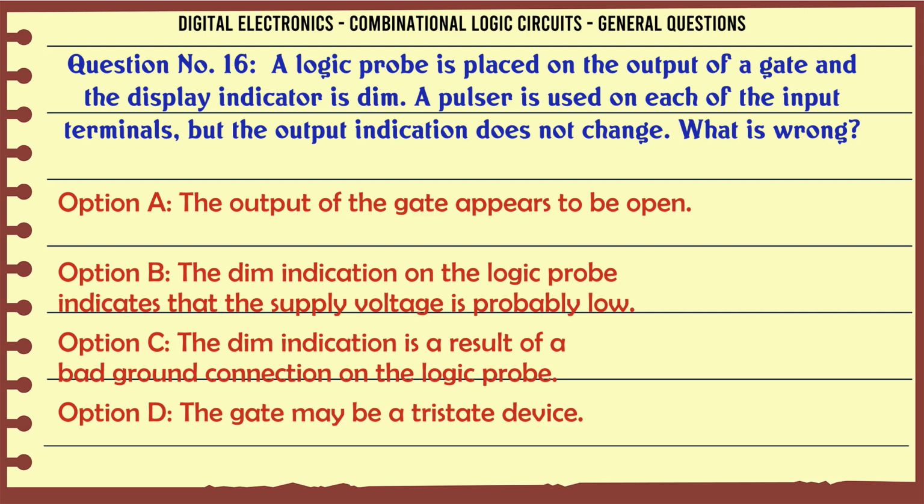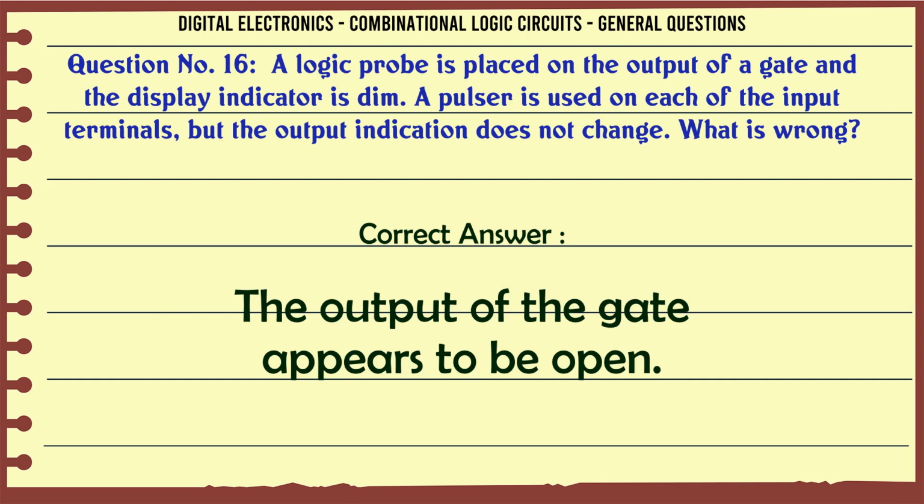The dim indication on the logic probe indicates that the supply voltage is probably low. C. The dim indication is a result of a bad ground connection on the logic probe. D. The gate may be a tri-state device. The correct answer is the output of the gate appears to be open.